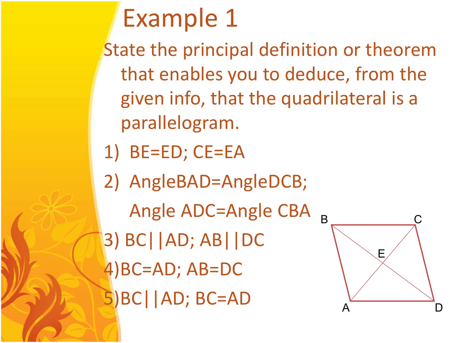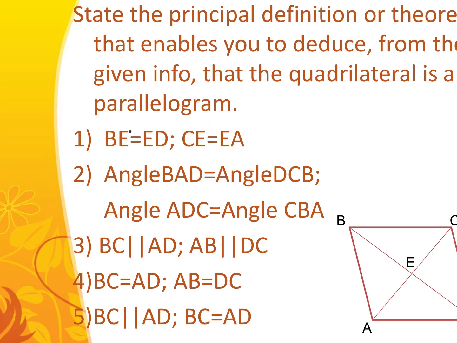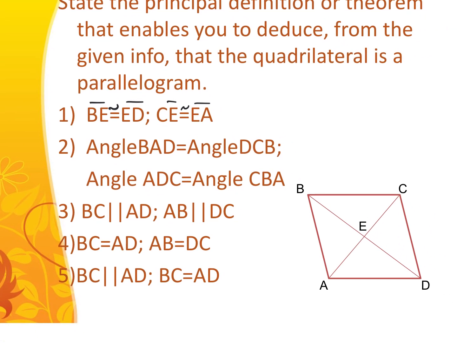So the next slide, it wants us to state the principal definition or theorem that enables us to deduce from the given information that this quadrilateral down here is a parallelogram. So for number 1, it's giving us that BE, and I'm going to add in, instead of an equal sign, a congruency mark. So BE congruent to ED and CE congruent to EA. So I'm going to add in those markings to the picture so I can see what it's talking about.